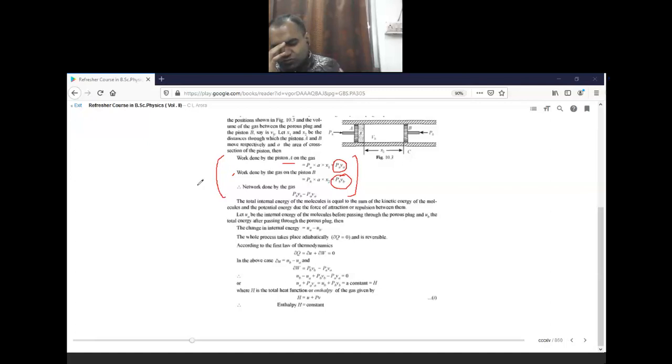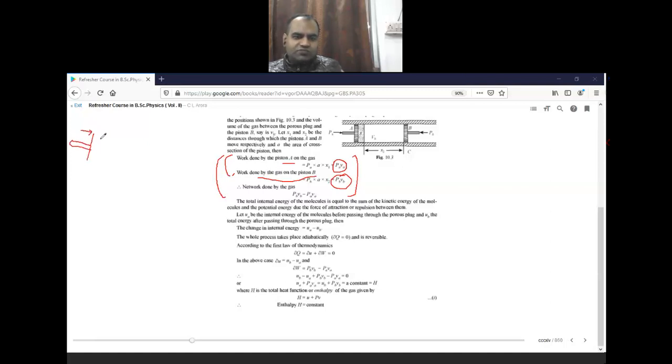So have you understood this? Once the gas expands through the porous plug, to the right side of the porous plug the volume of the gas is VB. Once the gas expands, it will exert a force on the piston B. That is why it is written as work done by the gas on the piston B. The work done is PB multiplied by VB. So these work done expressions you have to remember.